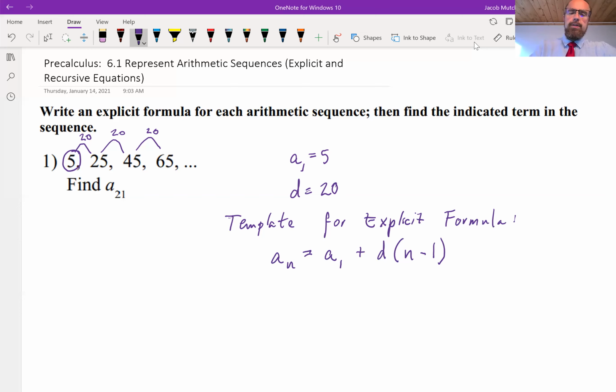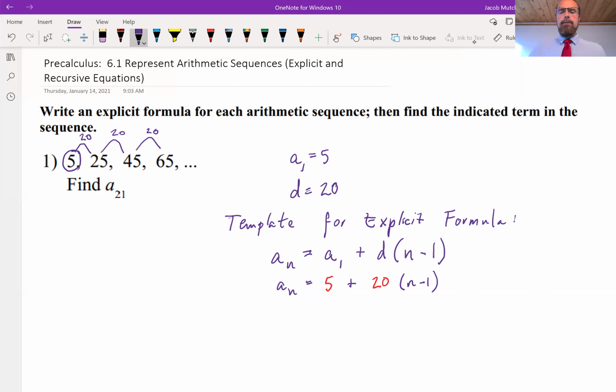All I need to do is substitute the two values that I found. So I found that a sub 1 is 5, and I found the common difference is 20. And then I want to place the rest of the pieces around those two, the initial term and common difference. And once I have those two substituted in, that is my explicit formula.